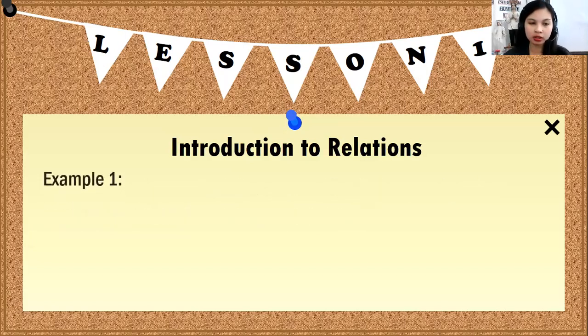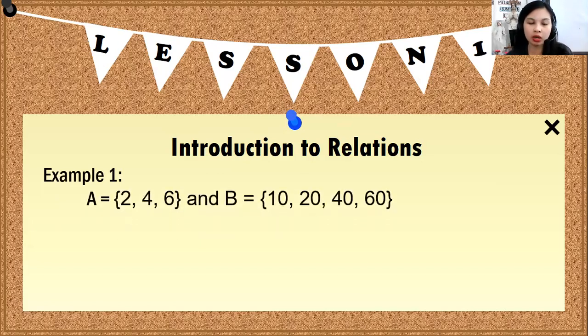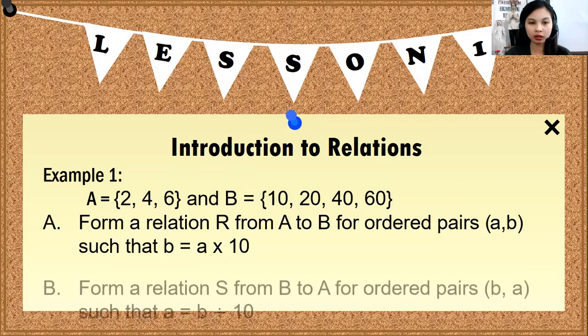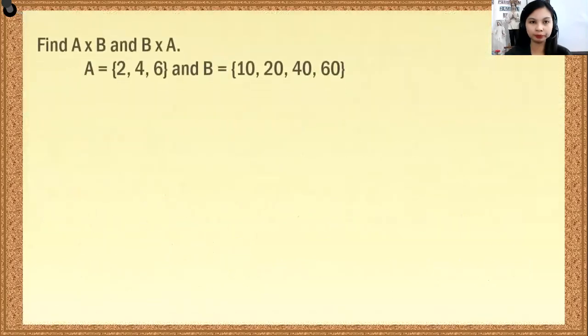So next is ayan, example na tayo. So we have for set A the elements 2, 4, 6, and for set B we have the elements of 10, 20, 40, and 60. Okay? And then ito yung hahanapin natin. So first relation R and then relation S. Okay? So let's start with letter A.